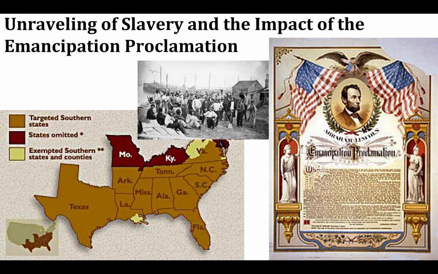Okay? Then we have things like the Confiscation Act, which gives the military more power to confiscate slaves. We also start to see the unraveling of slavery taking place in D.C. Washington, D.C. during the Civil War has a compensated emancipation of slavery, meaning that people in D.C. that had slaves would basically be paid for their freedom, but it was mandatory.